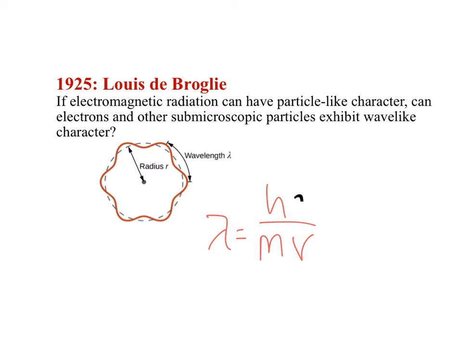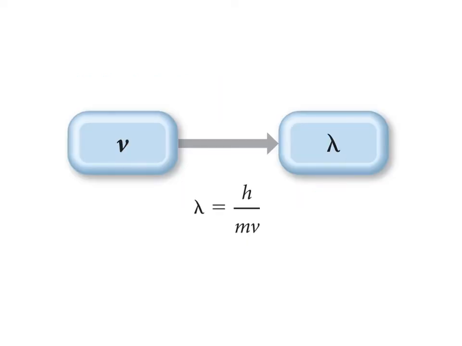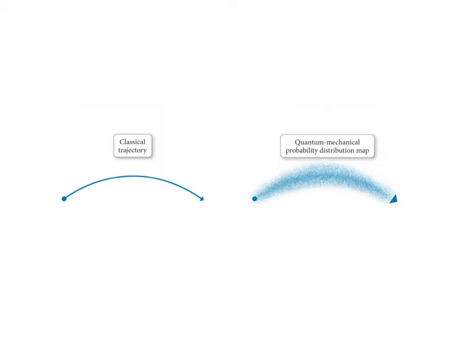And so it only really is effective to look at the wavelength of really small particles. Remember, this mass term and this velocity term have to be relatively large to get a wavelength that's reasonable, because this is still 6.626 times 10 to the negative 34. So here's the de Broglie wavelength equation.